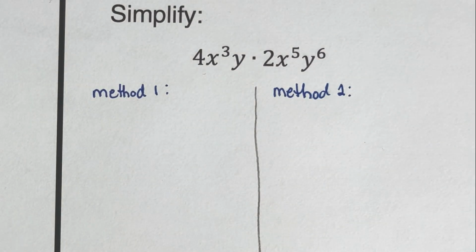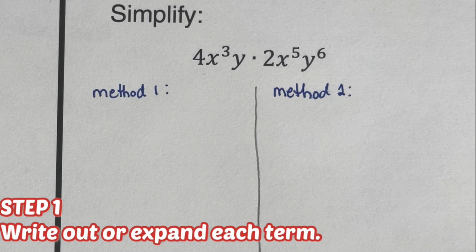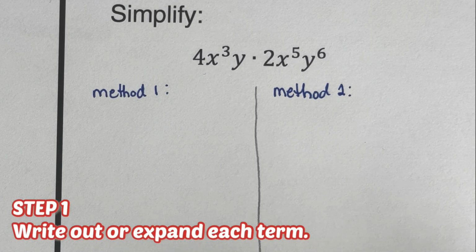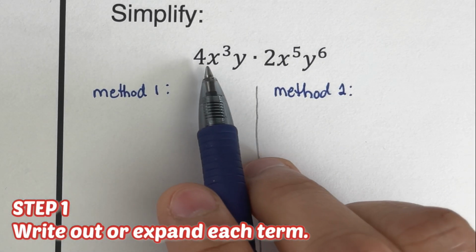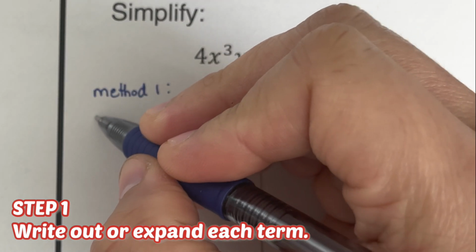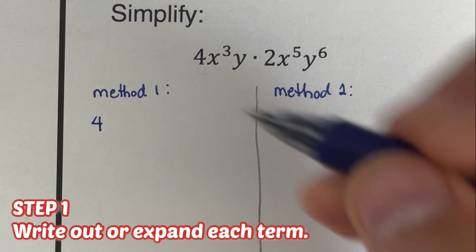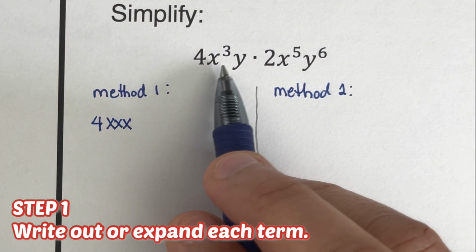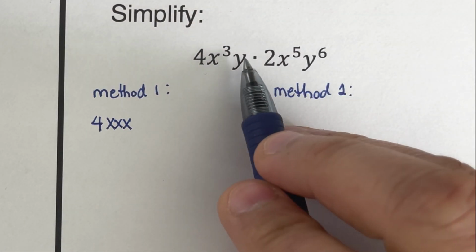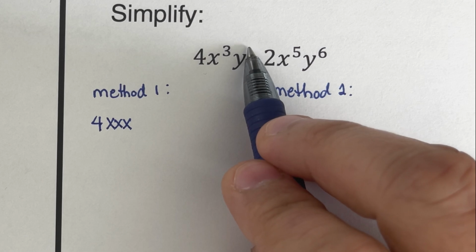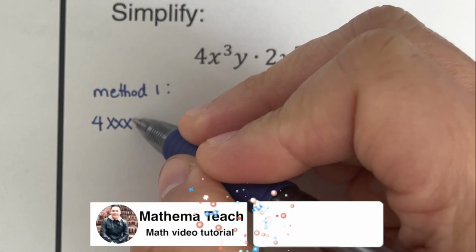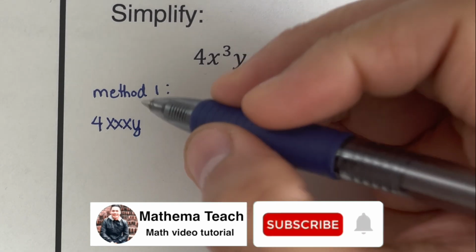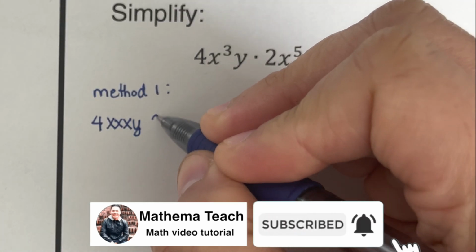Okay, so for the first method, the first step is to write out or expand each term. So first we get a 4, and then this x to the third means that there are 3 x's. And then we also have y, we have 1 y. This y here means that there's an invisible 1, that is just 1 y right there. And so the other one right here would be 2.